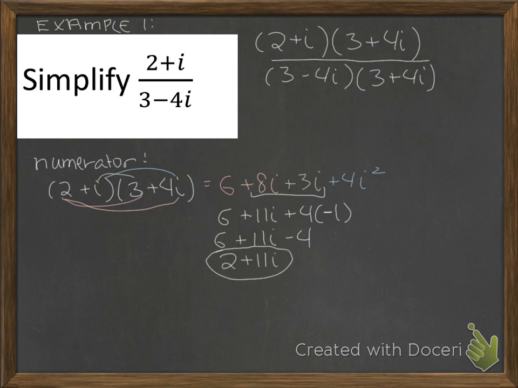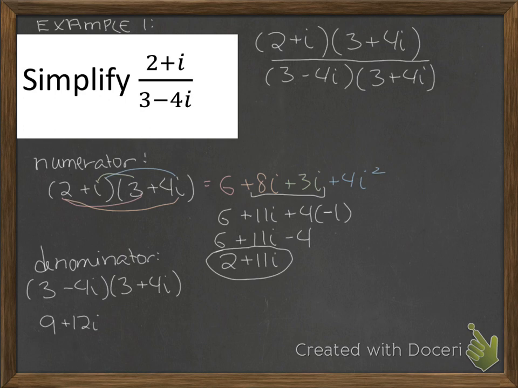Now you might be thinking, but there's still an imaginary part. That's okay. We don't care if the numerator has an imaginary part. We only care that the denominator does not. Okay? So let's look at the denominator here. So we're going to have 3 minus 4I times 3 plus 4I. So when we do our FOIL, we're going to have 9 plus 12I minus 12I minus 4I times 4I.